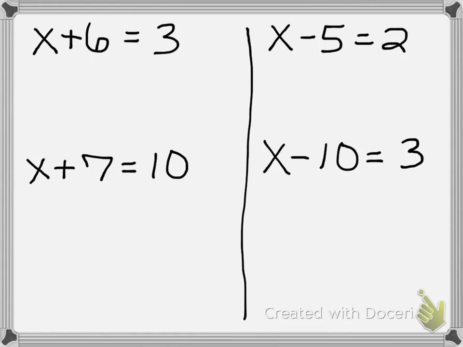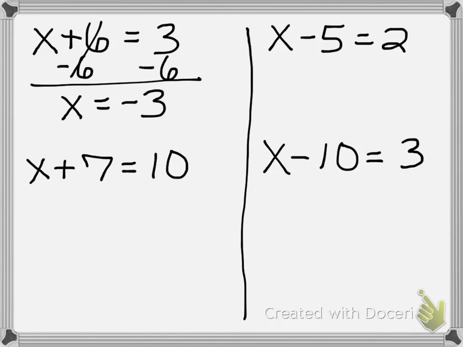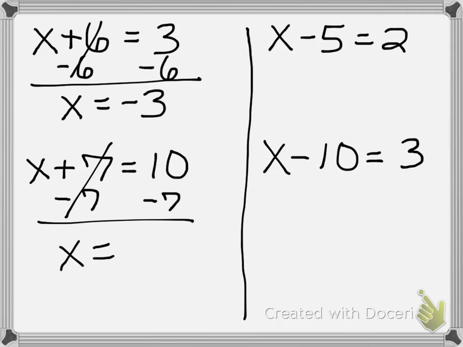Here are 4 more examples. So this first one, x plus 6 equals 3. In order to get the x by itself, I'm going to have to do the opposite, which is minus 6. And I'll minus 6 to both sides. I'm going to be left with x equals 3 minus 6, and that would be negative 3. So that's my answer. X plus 7 equals 10. So in this case, I have to minus 7 from each side. And I'm going to be left with x equals positive 3.